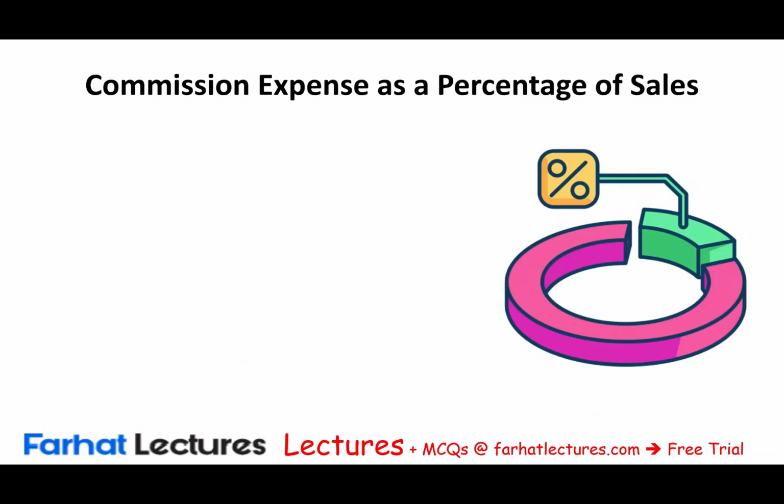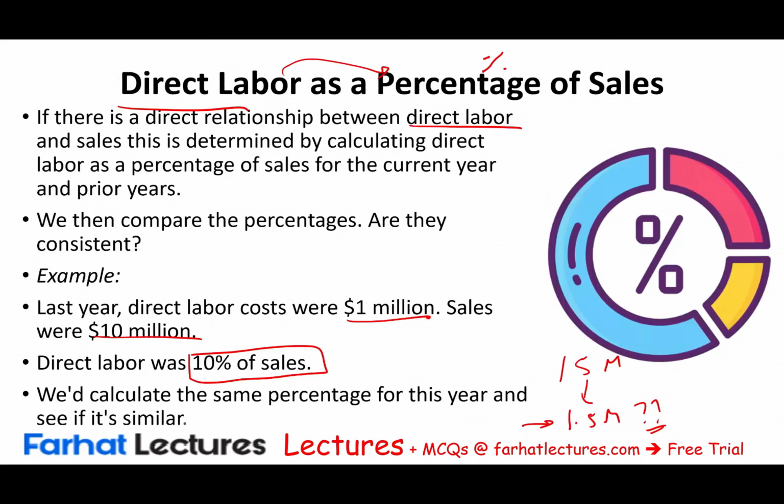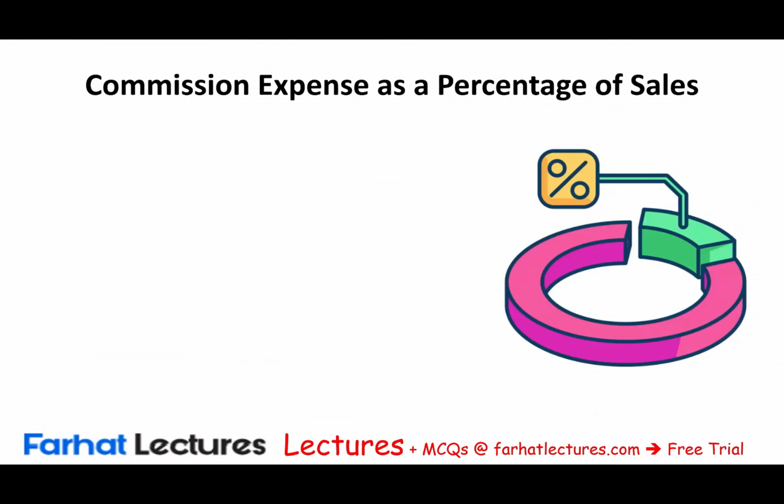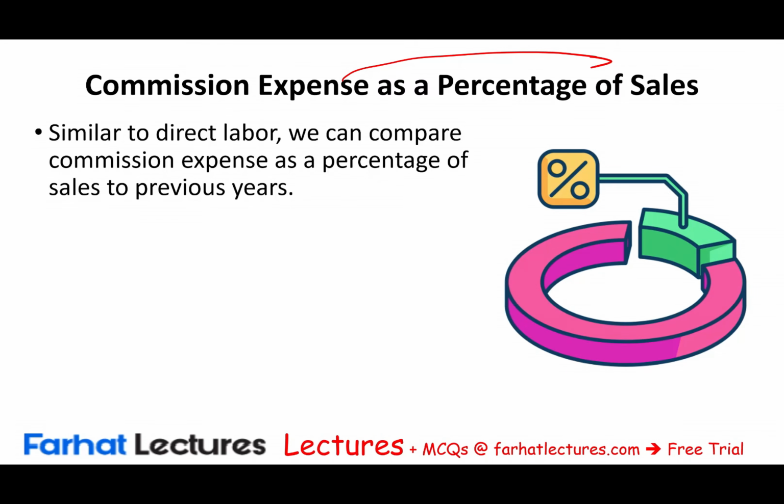Another one is commission expense as a percentage of sales. Very similar to direct labor as a percentage of sales. You're looking at some expense that you can connect to sales. And commission is pretty predictable, especially if your sales engine, if your marketing, relies on salespeople that you pay commission. So similar to direct labor, you would compare commission expense as a percentage of sales to the prior year, just to see if there's any consistency.